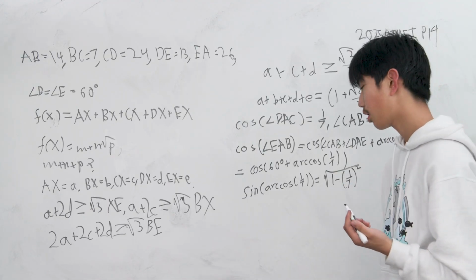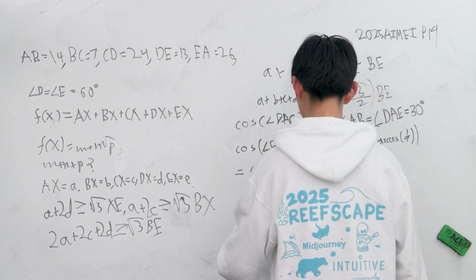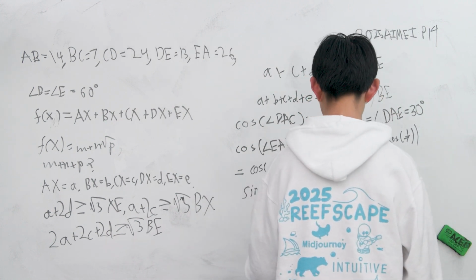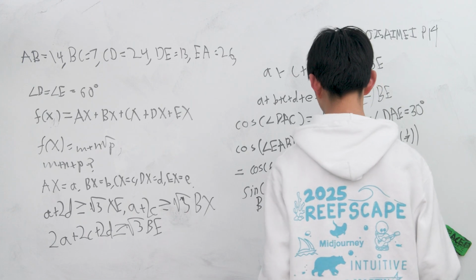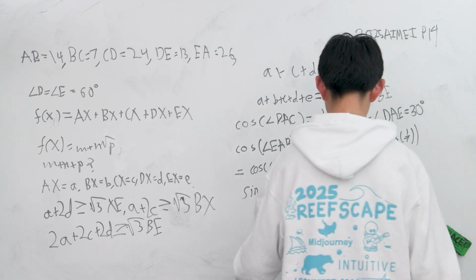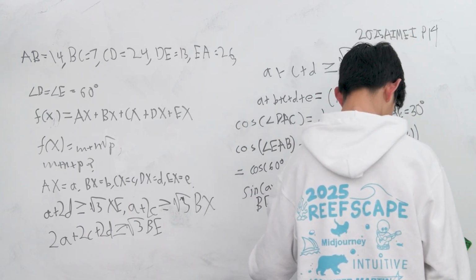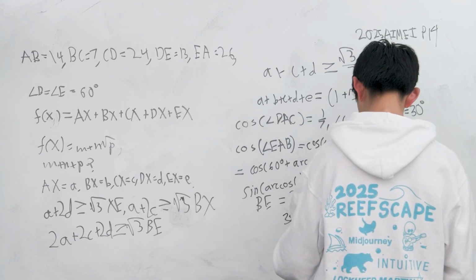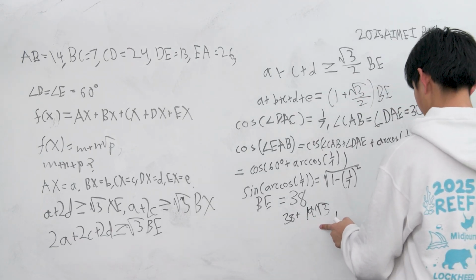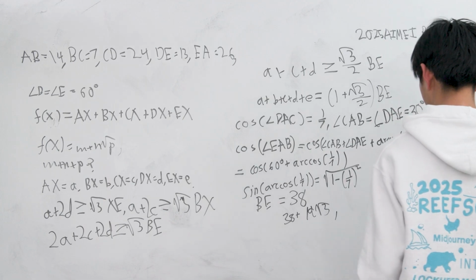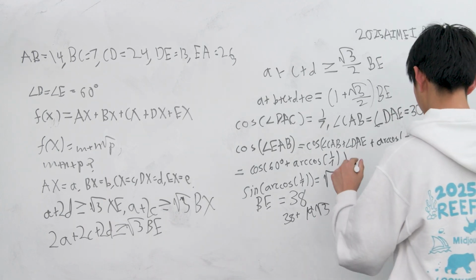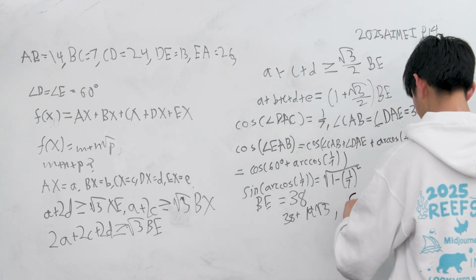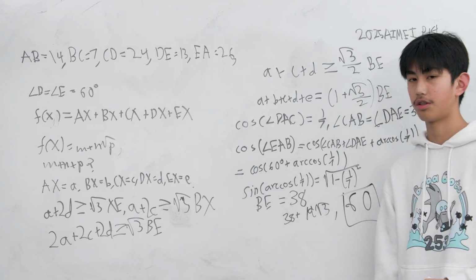So we eventually solve this from all of this. We can get that length BE is equal to 38. Therefore, our answer would be 38 plus 19 root 3. So our answer is simply the sum of all of these three. So 38 plus 19 plus 3, 60. Our answer is going to be 60, and that is our answer for this problem.